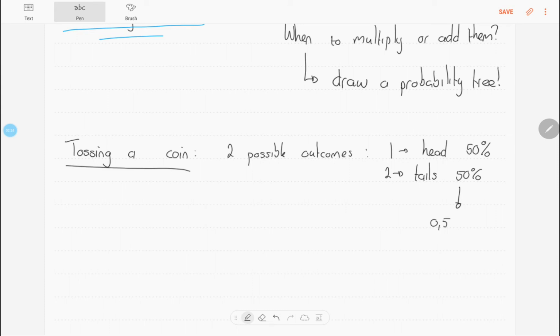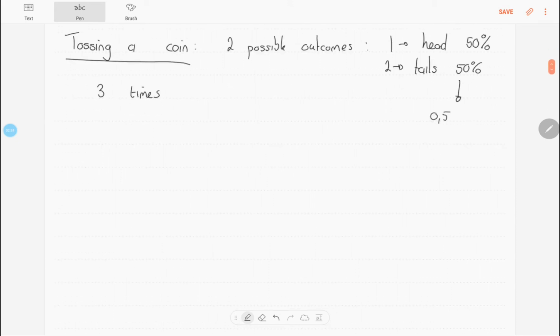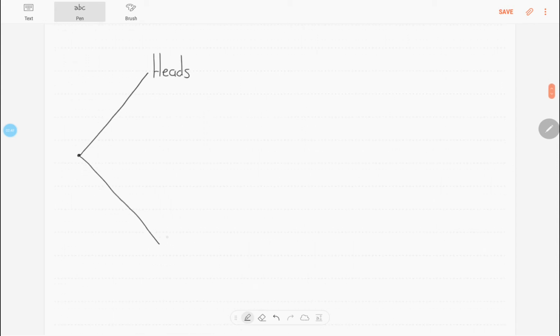Let's say that we toss the coin 3 times. So we're going to draw a probability tree. We start off with our 2 possible outcomes. First we have heads, it can land on heads, and second it can land on tails. We write the probability on the line leading to it. So it's a 50-50% chance.